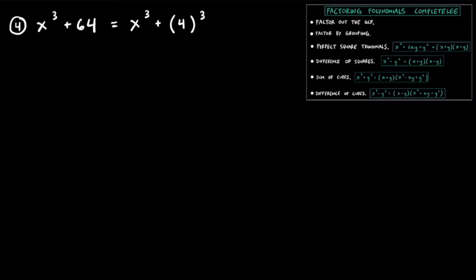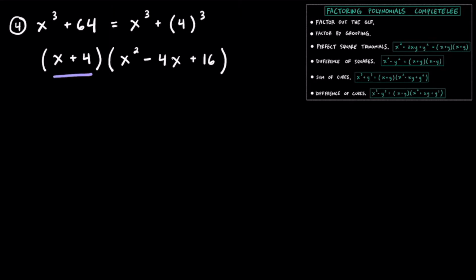So now that we know that this is a sum of cubes pattern, let's go ahead and see if we can write the factored version of this. So whenever we have a sum of cubes, you write the cube root of the first term plus the cube root of the second term. And what we're going to do is multiply this by the square of the first one, which is going to be x squared. And we're going to subtract the product of the two. So x times 4 is going to be minus 4x. And then we're going to square the second term, which is going to be plus 16.